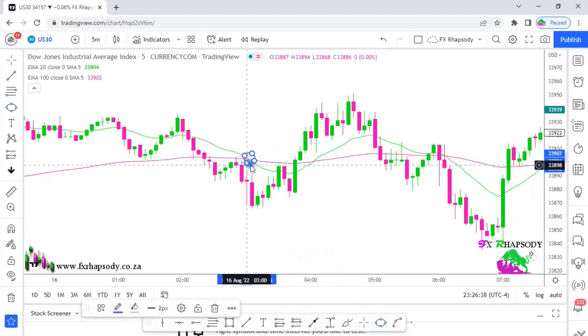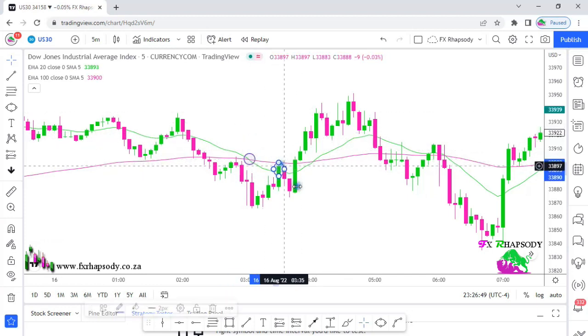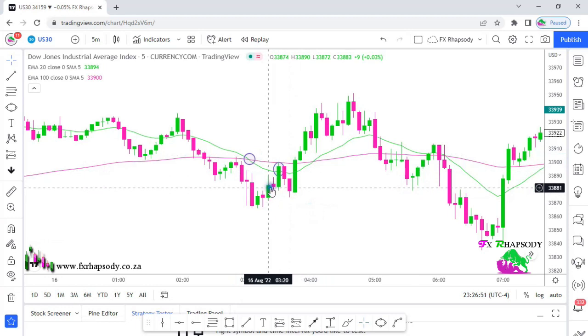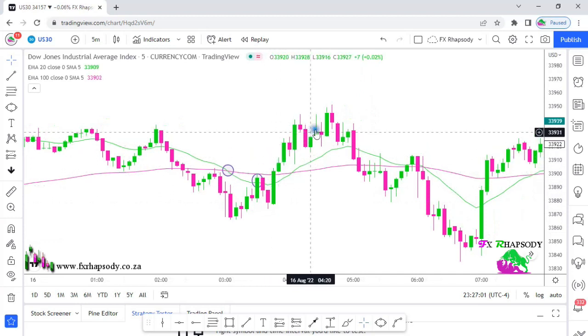So you have a crossing of the lines. That's a nice crossing. You have a push. Let's just drag this one over. You have a line that pushes through. For me, that's a no trade because it pushes straight through. It's not retesting that EMA, it's not bouncing off it. And then the line just pushes through.